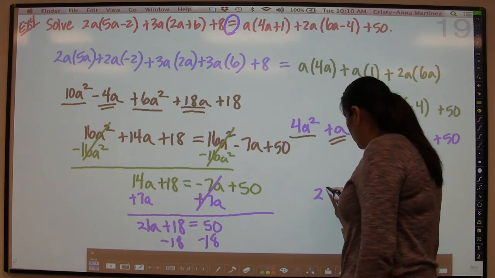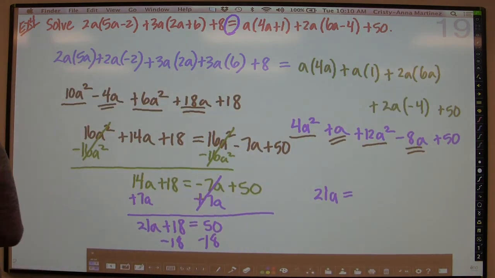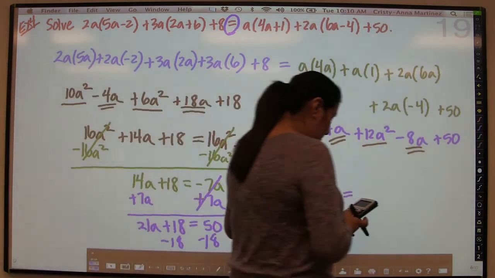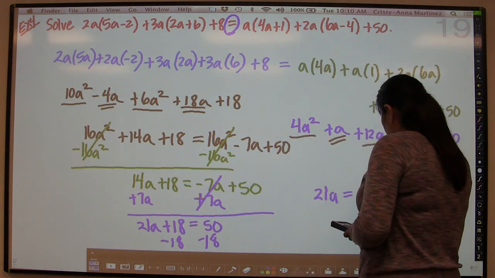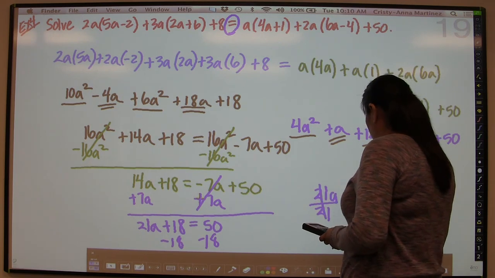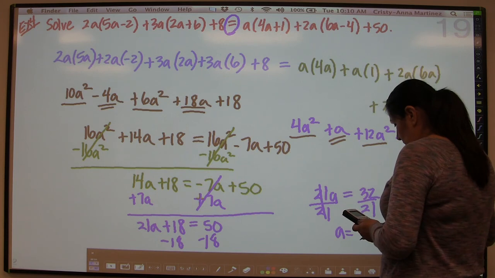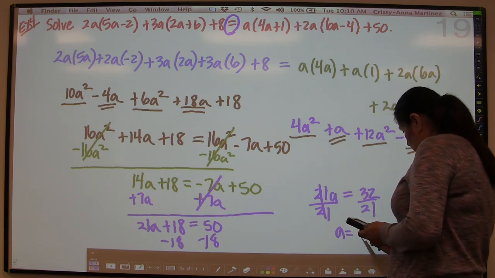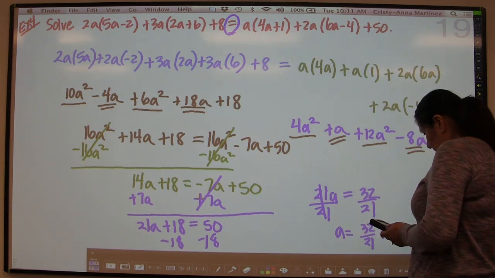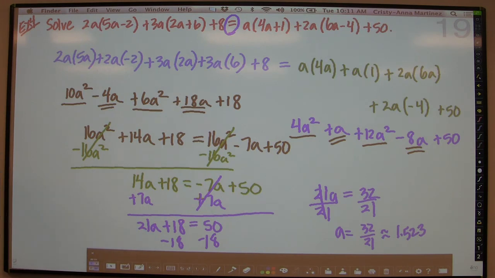So I get 21a equals 50 minus 18, which is 32, and then lastly we will divide by 21. 32 divided by 21, and you're going to get that fraction, which is approximately 1.523.